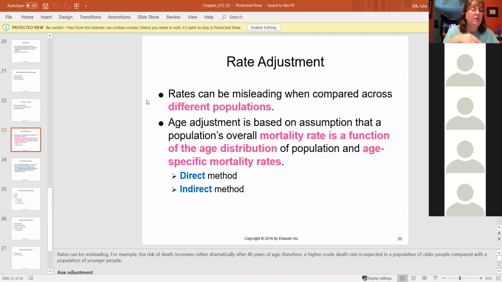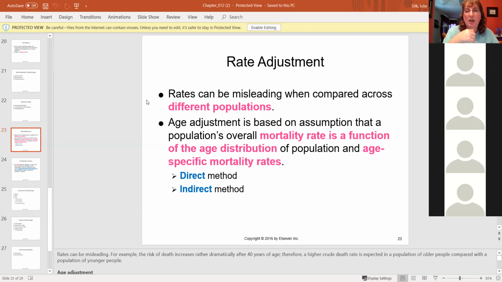The direct method, a direct age-adjusted rate, applies the age-specific death rates from the study population to the age distribution of the standard population. The result is the death rate of a study population if it had the same age distribution as the standard population.